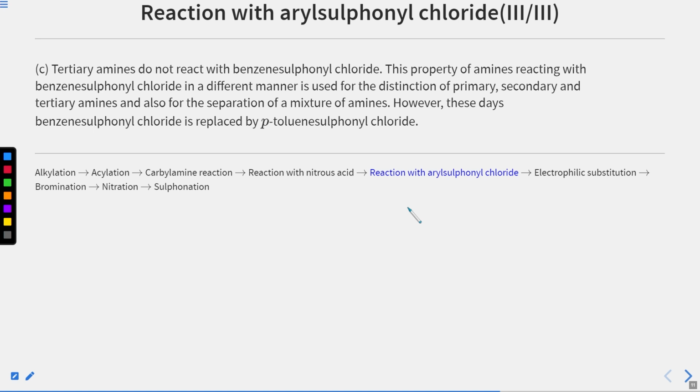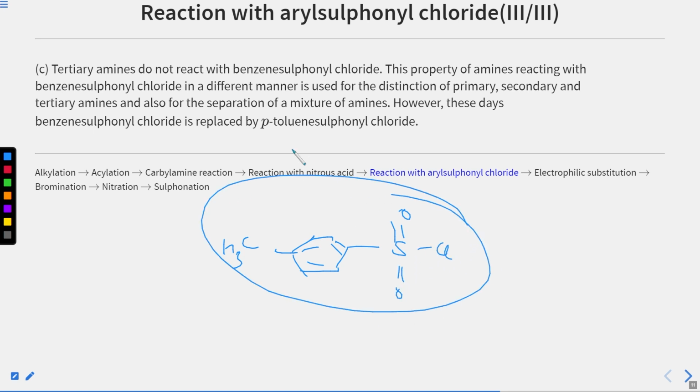However, these days benzene sulfonyl chloride is replaced by para-toluene sulfonyl chloride. So if we just write it as this, this is called para-toluene sulfonyl chloride. So nowadays this is used in place of the benzene sulfonyl chloride. Okay. Now tertiary amine does not give any reaction. So whether it is treated with the aryl sulfonyl chloride, it does not give any reaction.